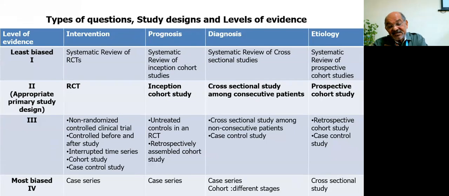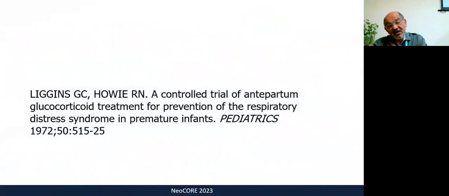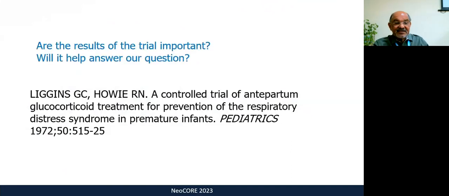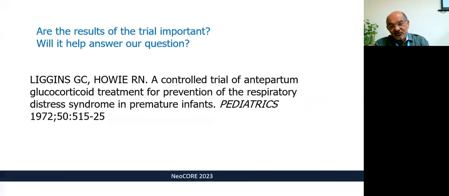Okay, so I searched for RCTs and I found this study by Liggins. In Auckland, New Zealand, today there's a Liggins Institute named after this Liggins, because this is a historic trial. The controlled trial of antepartum glucocorticoid treatment for prevention of the RDS in premature infants, published in Pediatrics 72. So I have to now read this and see what the results are and see whether it will help answer our question. So let's go through this study.